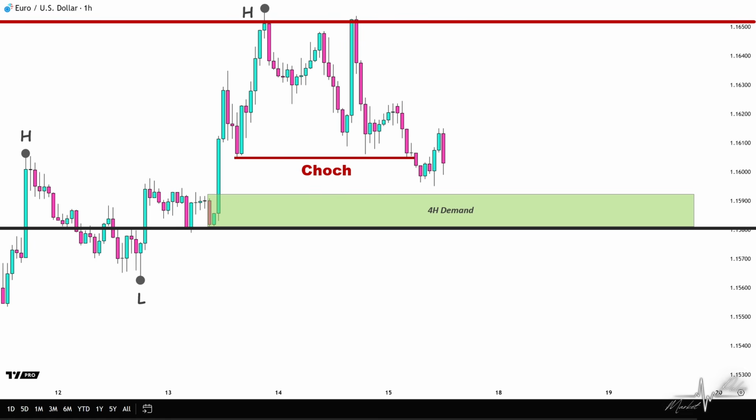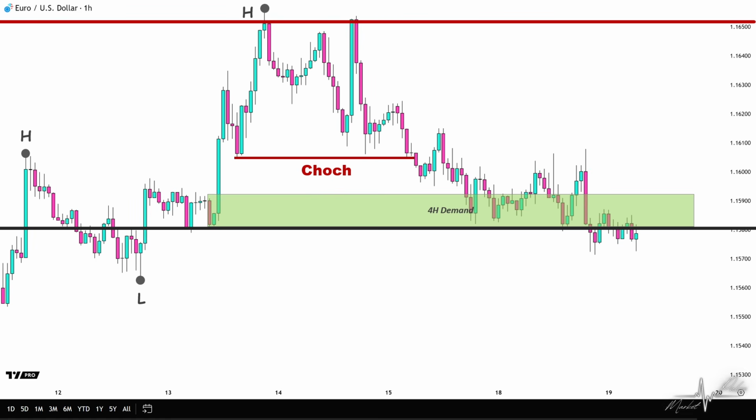If price breaks below the 4-hour demand zone, that tells us supply has taken over. In that case, both the 1-hour and 4-hour structures turn bearish, and we can confidently look for short setups. On the other hand, if price rejects the demand zone and breaks above the daily structure, then both time frames shift bullish, and we look for long opportunities. So, let's play the price forward and see what happens.